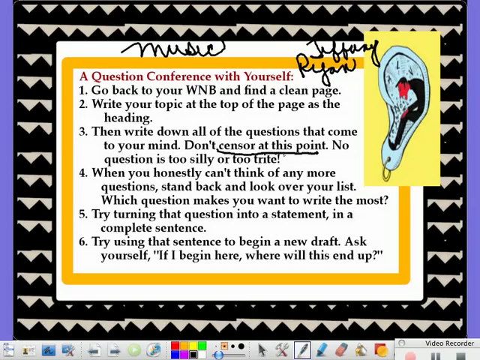There's nothing too trite. Take what comes and be glad it's coming. When you honestly can't think of one more question, obvious or not, then stand back and look at your list. Which questions tug at your pencil the most? Which questions make you want to write? Those are the questions you're going to focus on.